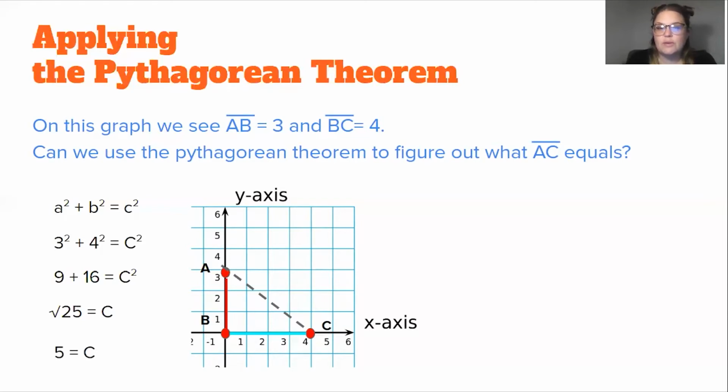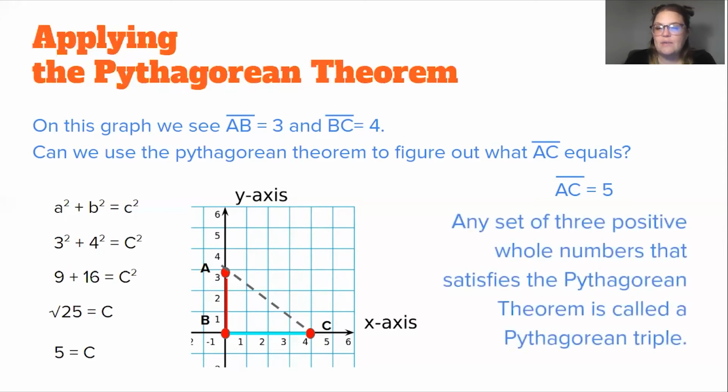The square root of 25 is 5. And if C equals 5, we can say that line AC also equals 5. So our hypotenuse is equivalent to 5 units. Any set of 3 positive whole numbers that satisfies the Pythagorean theorem is called a Pythagorean triple.